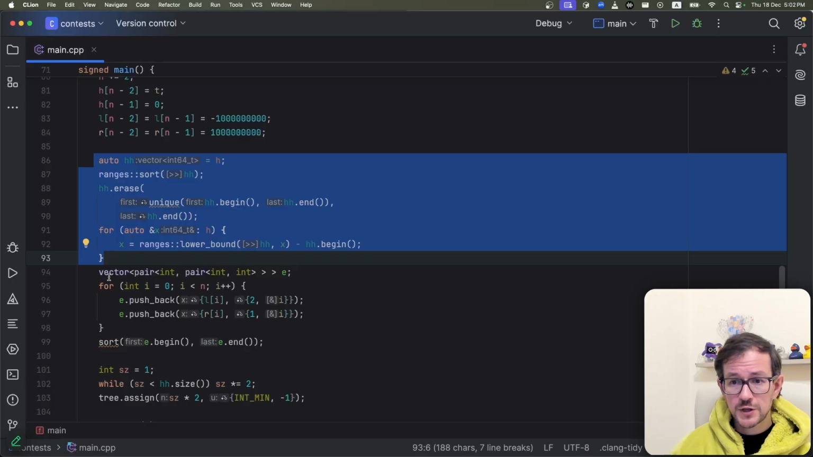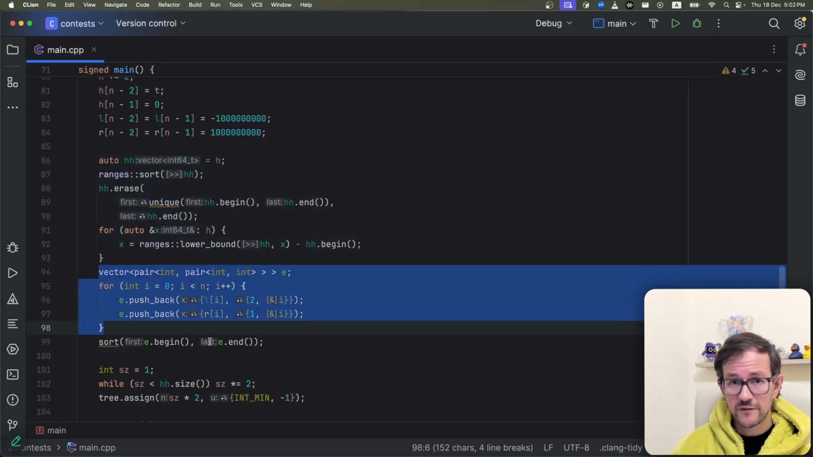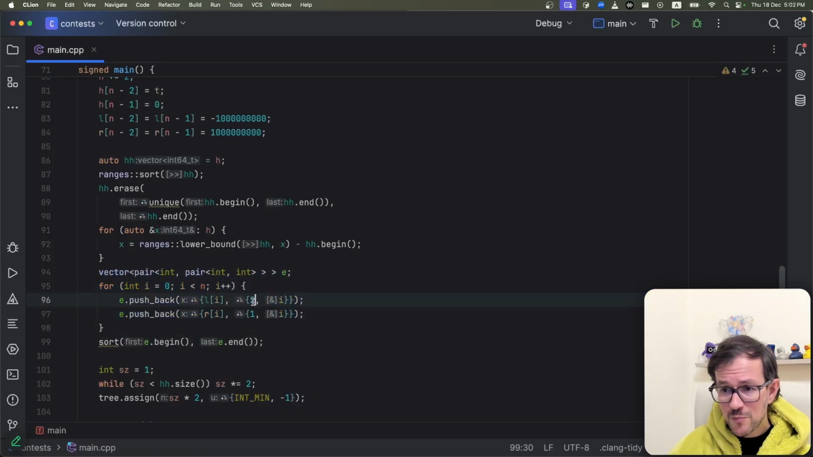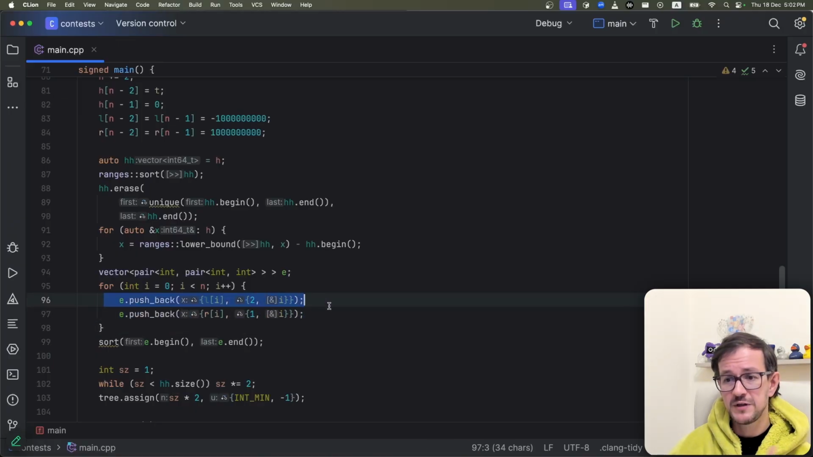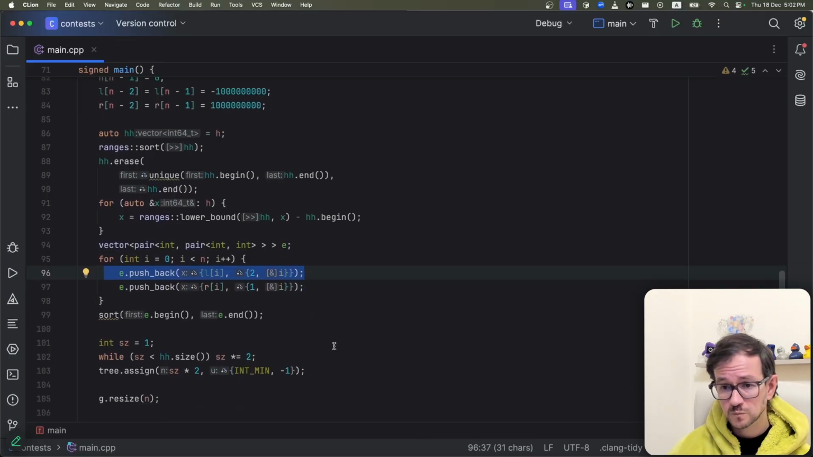Then I push the events. For each segment, I have two events: when I see the left border and when I see the right border. Here is the type of the event. I want first to finish all the segments, then to start all the segments. So the finishing event will have ID 1, and starting will have ID 2. So I first consider all these events and then consider all these events.